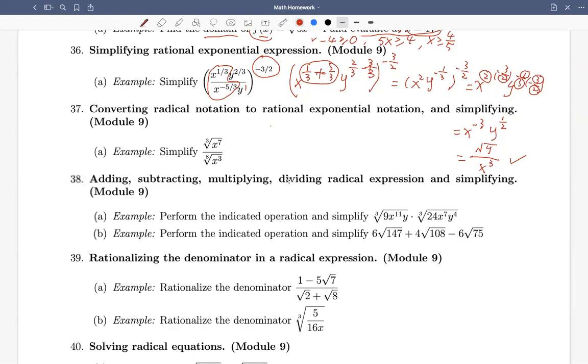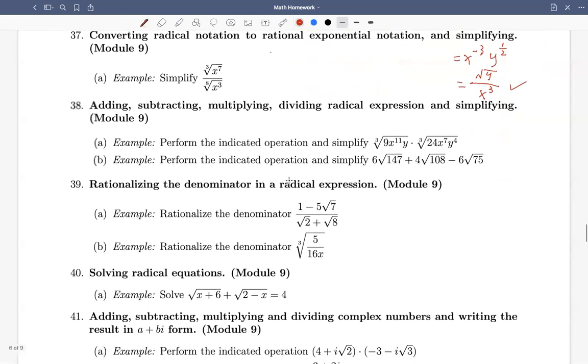Okay. 37. We want to simplify this. When we want to do calculations with exponents, we write the radicals as rational exponents, so the power is in the numerator and the index is in the denominator. Same thing for the denominator. So x raised to 3, that's the power in the numerator. The index is the 8. Now, when we do division of the same base, we just subtract the exponents.